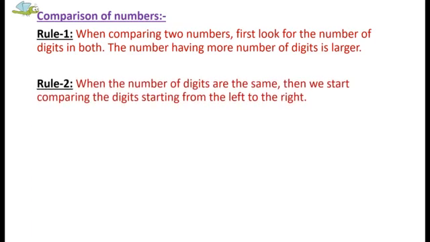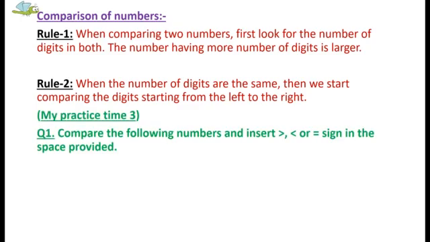The second rule says, when the number of digits are the same, then we start comparing the digits from the left to the right. This means that when the two numbers are having the same number of digits, then we have to start comparing from the left hand side and move towards the right hand side.